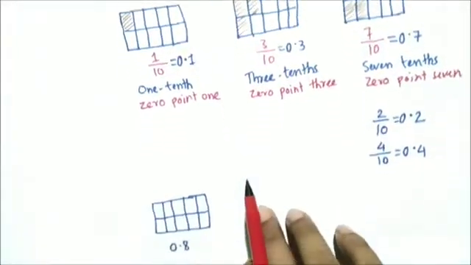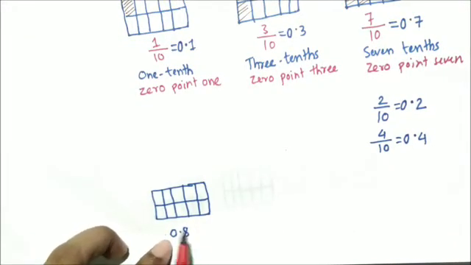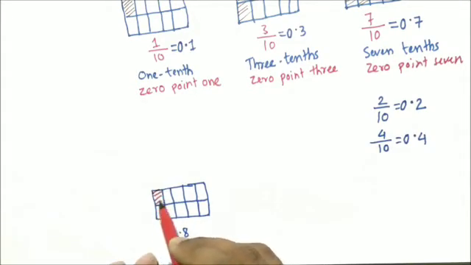0.7, 7 boxes are colored. So how many boxes do I need to color in this case? Since it is 0.8, how many boxes will I color? Come on, tell me the answer. 8. Yeah, 8 boxes we can color.